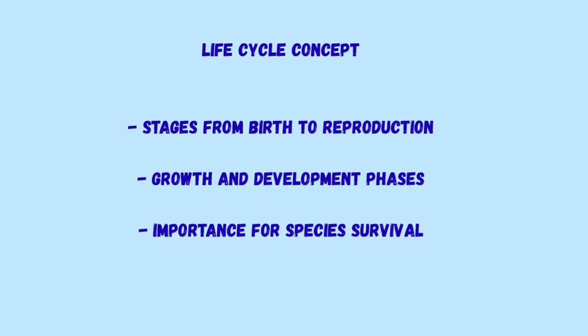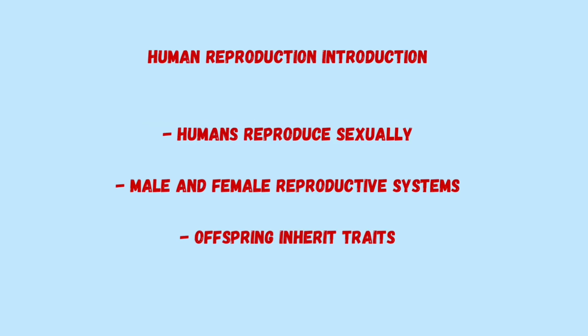What is the life cycle concept now? Stages from birth to reproduction, growth and development phases, then the importance for species survival. Next we will talk about human reproduction. Humans reproduce sexually. So male and female reproductive systems we will talk about here, and the offspring inherit the traits.